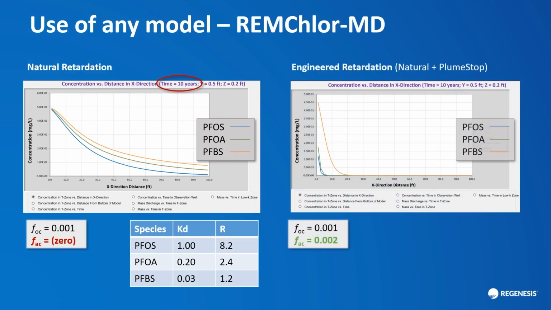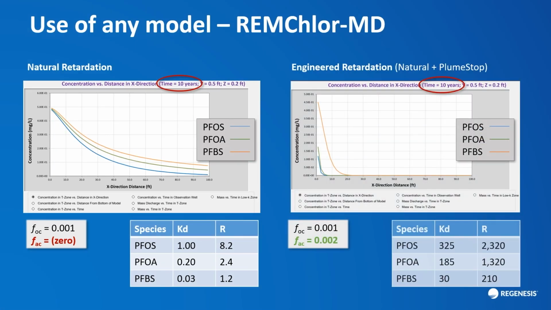If, however, and this is where the fun starts, I adjust the KDs to match those that we get with PlumeStop in the system, engineered KDs, and I'm using a fraction of activated carbon, PlumeStop, of about 0.2, a fifth of 1%, then you can see that the KDs and retardation factors are very different.